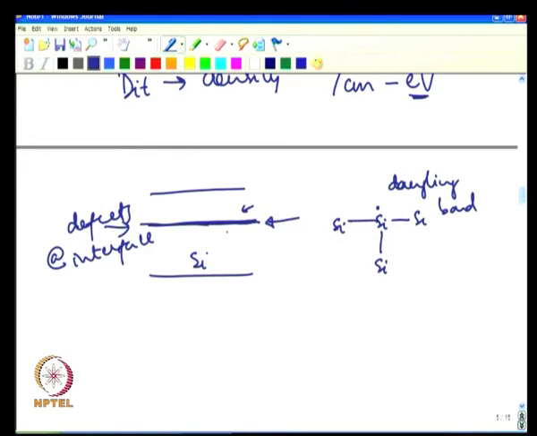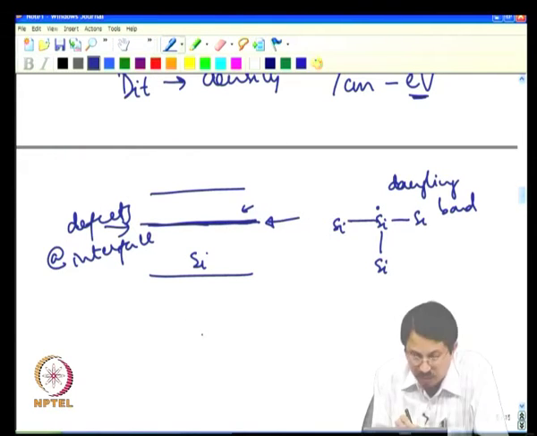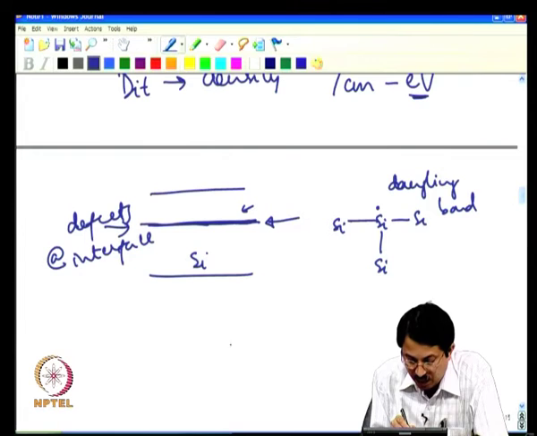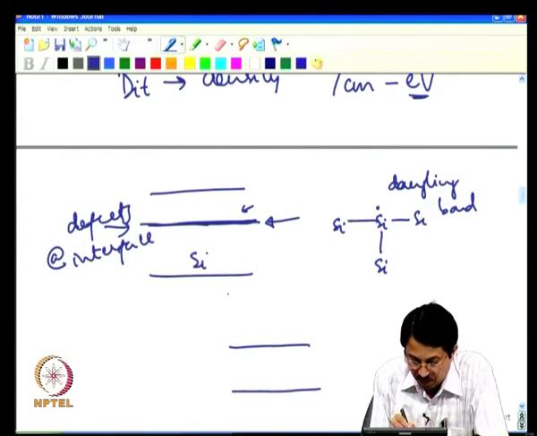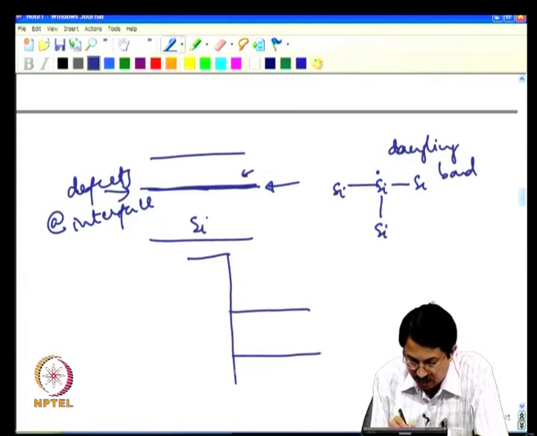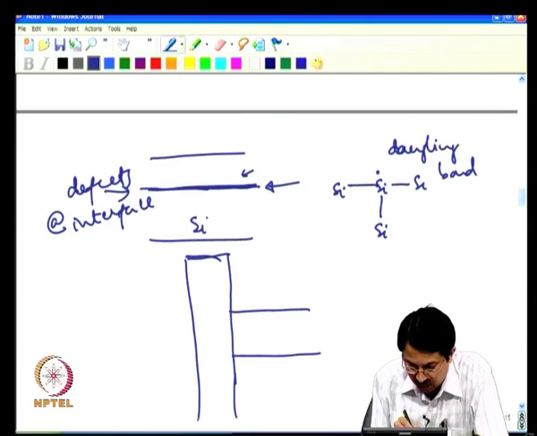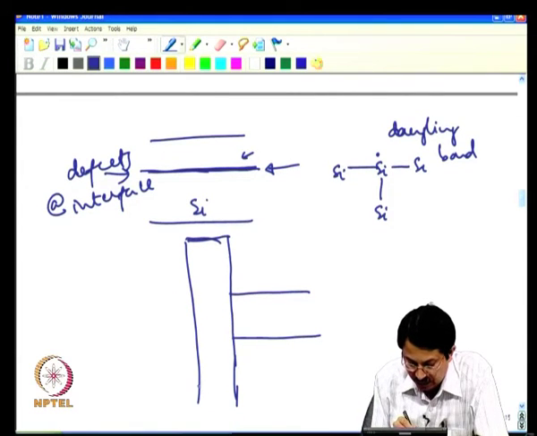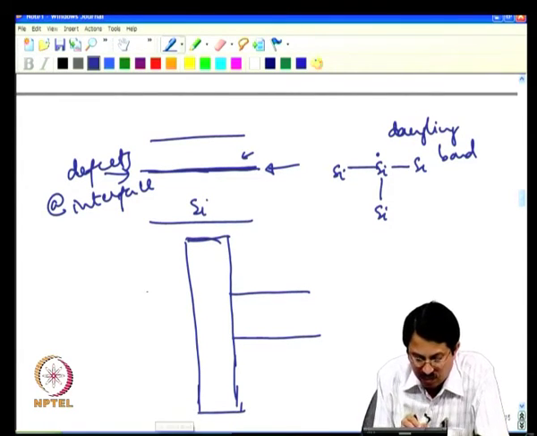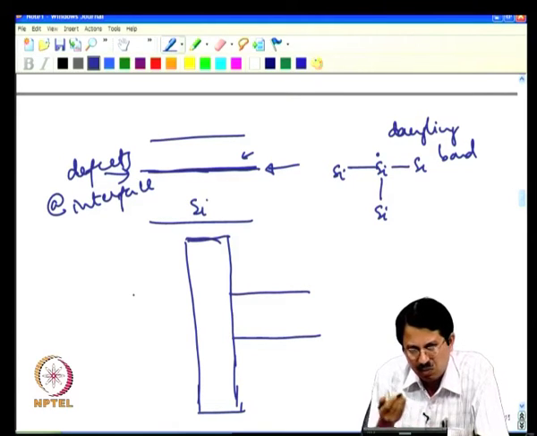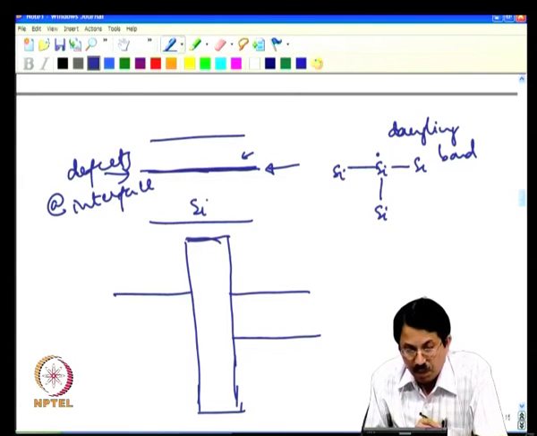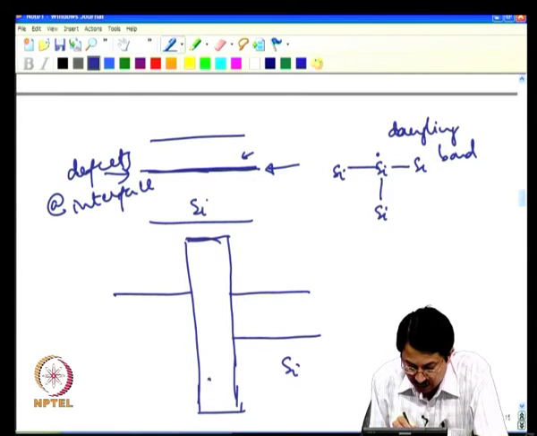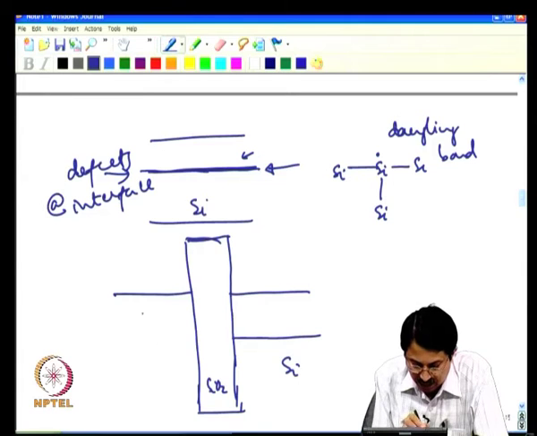Now this is in terms of position. Let us look in terms of energetics. Now this is my silicon, let us just consider flat band condition, and this is my oxide, which has a huge band gap as we have been discussing. And you have some gate metal, it could be anything, let us say N plus polysilicon. Now this is silicon and this is SiO2 and this is gate.